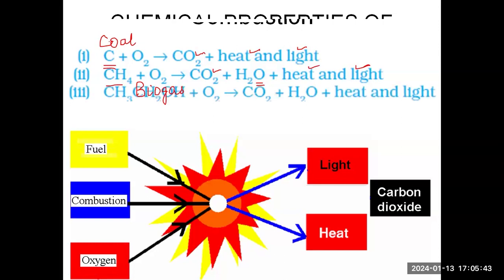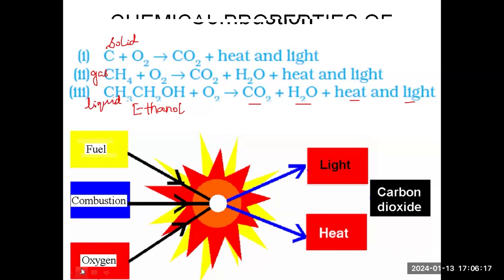And the third equation says CH3CH2OH. This is ethanol. Ethanol is also a liquid organic compound which burns and produces carbon dioxide, water vapor, heat, and light energy. So the three equations show that whether the fuel is in solid form or gas form or liquid form, it burns, and carbon dioxide is definitely produced.